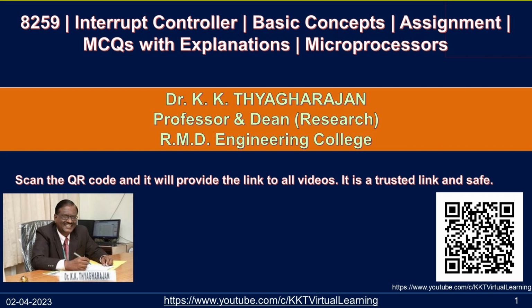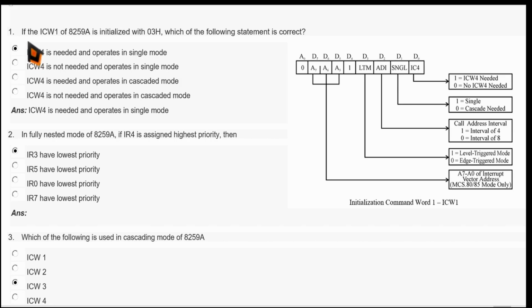Hello, in this video, let us learn the basics of 8259 interrupt controller through multiple choice questions. Let us see the first question. If the ICW1, that is initialization command word 1 of 8259A is initialized with 03H, which of the following statements is correct? ICW4 is needed and operates in single mode. ICW4 is not needed and operates in single mode.